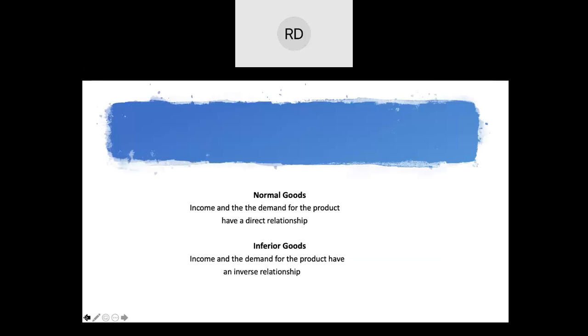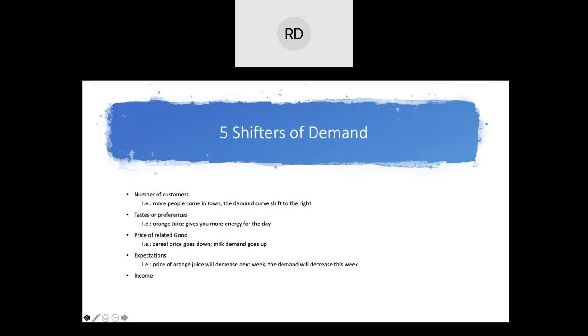Now, there are 5 shifters, as I said: the number of customers, the taste or preferences, the price of related goods, the expectations, and the income. Let's give an example for each one of them. We just did the number of customers. Now let's talk about tastes or preferences. If, for example, there is this researcher that found out that orange juice gives you more energy for the day, right?